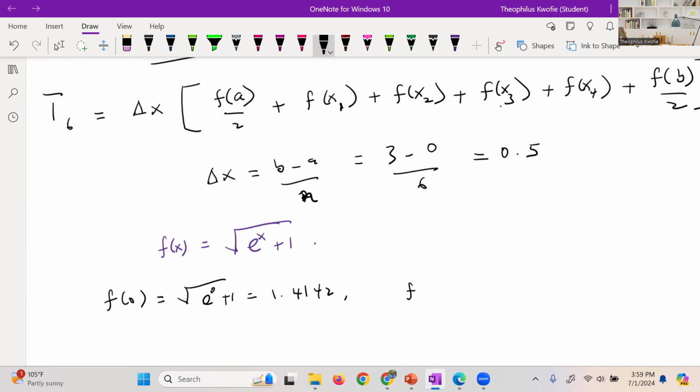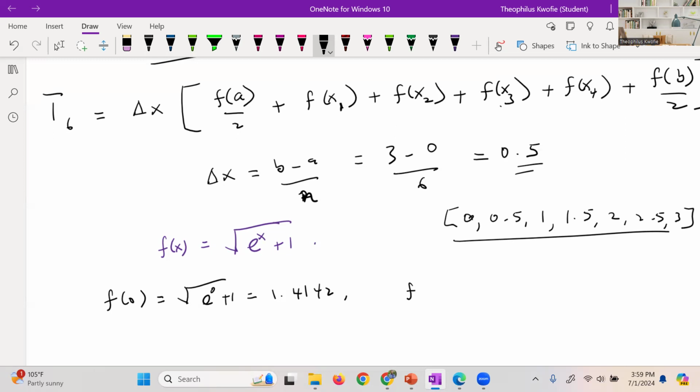Then we also have to find our f of x1. Since we already have a width of 0.5, it means the next value will just be 0.5. So our sub-intervals will be 0, 0.5, 1, 1.5, 2, 2.5, and up to 3. Within the interval from 0 to 3, we can partition it into this form.